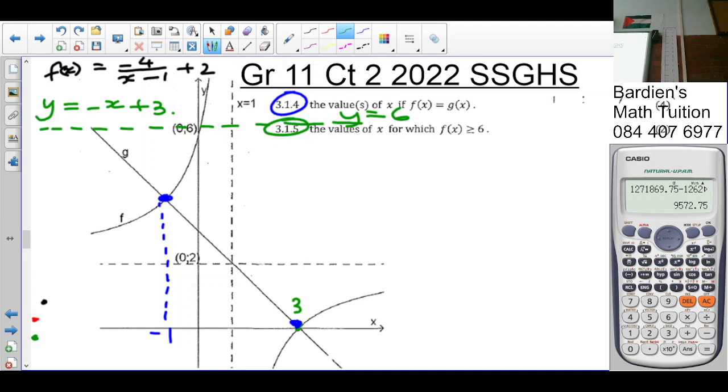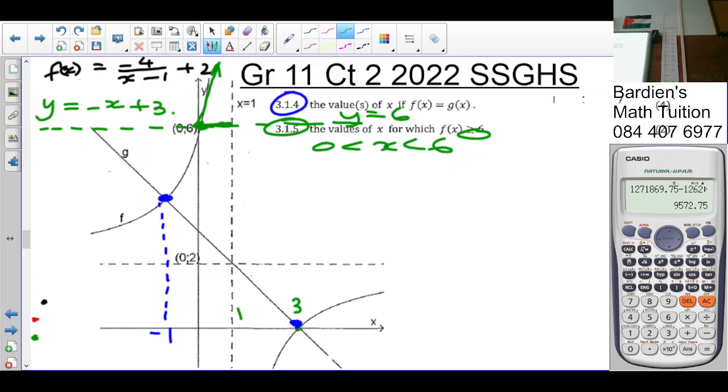So if you look at where f of x is above the line, it's from that point of 0 till this point, which is 1. Can you see that, people? So from 0 to 1, f of x is greater than 6. So in other words, x must be greater than 0 but less than 1. You see an equal sign there as well.